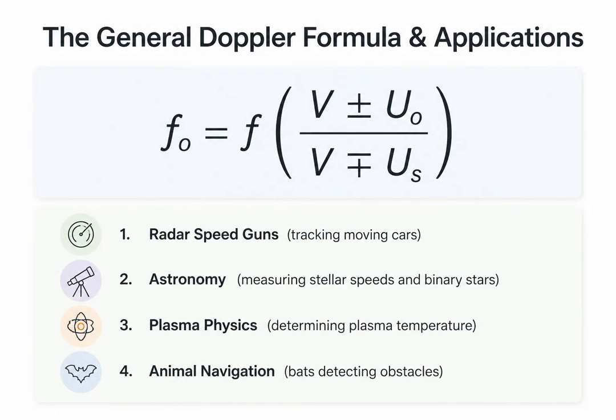By synthesizing all these cases, we arrive at the general Doppler equation, which elegantly handles any relative motion. This powerful concept isn't just theoretical, it has vital real-world applications. It's used in radar speed guns to catch speeding cars, in astrophysics to measure the rotation of stars and detect binary systems, and even by bats utilizing echolocation to navigate. Next, we will dive deeper into how these applications work in practice.